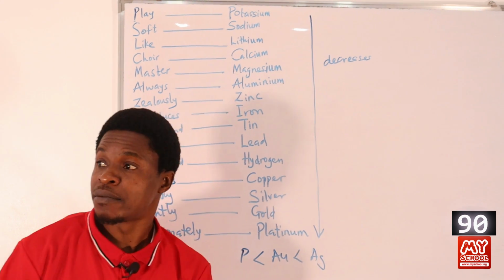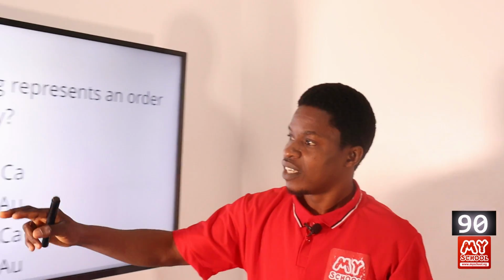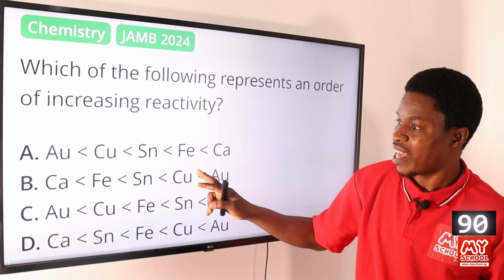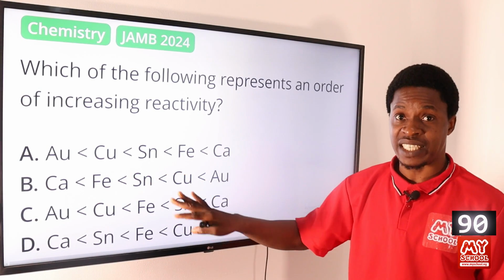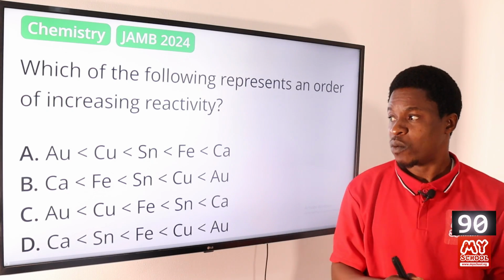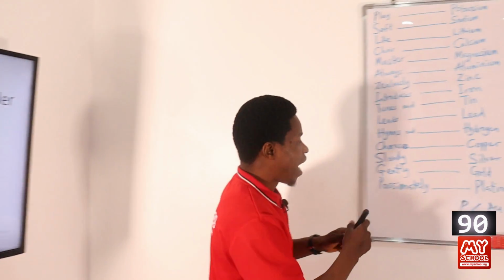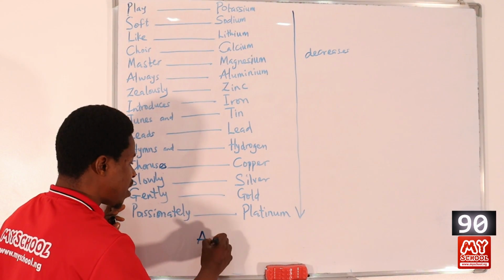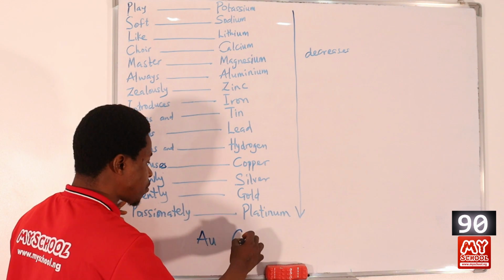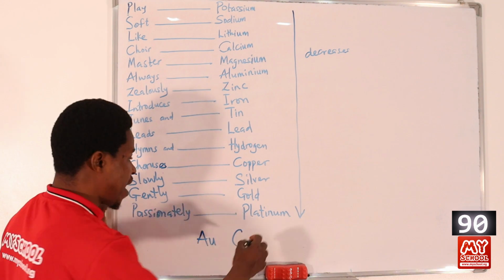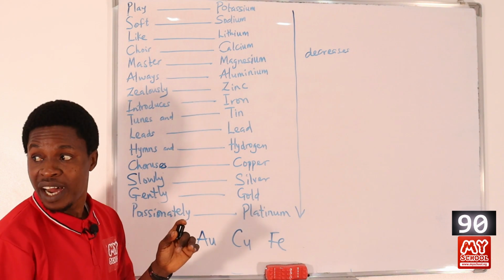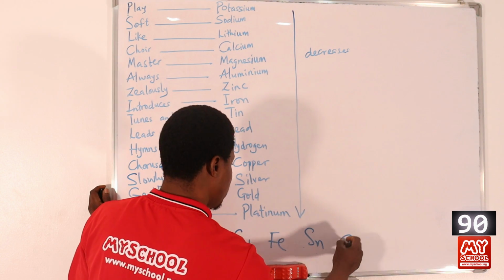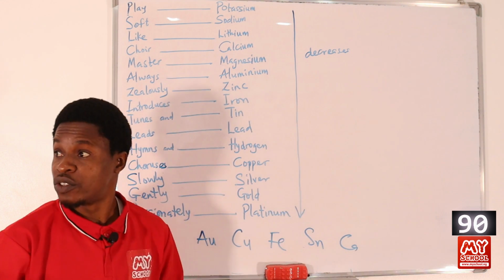The options we have are Au, Cu, Sn, Fe, Ca. We have the same elements, but they are changed all over. So we'll just write the elements that we have, then arrange them. We have Au, that is your gold. We have copper, that is Cu. We have Fe, that is your iron. We have tin, that's Sn. Then we have calcium. One, two, three, four, five.